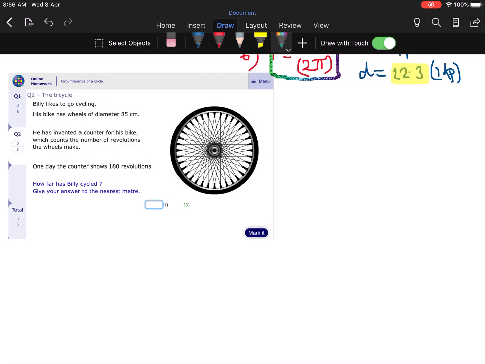Right, on to question 2, which is always the problem solving real life one. So it says Billy likes to go cycling. His bike has wheels of diameter 85 centimeters. So that's telling me that here the diameter is 85 centimeters.